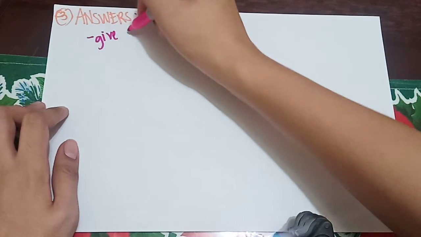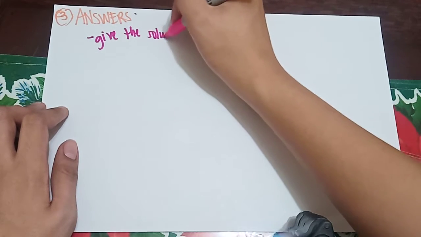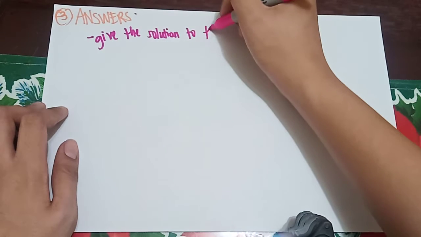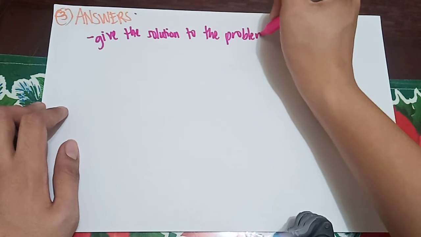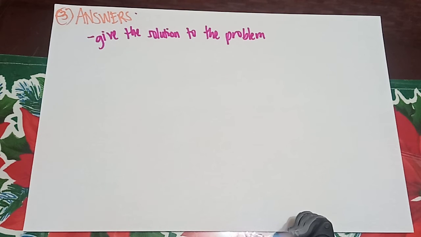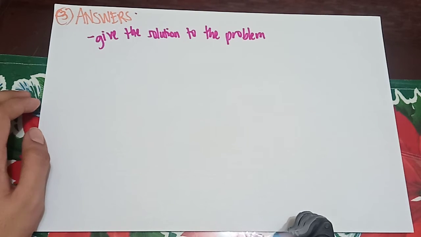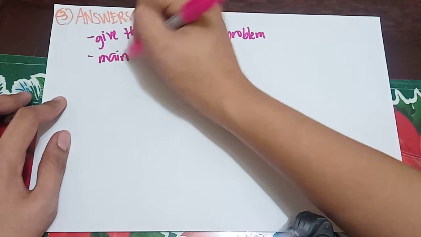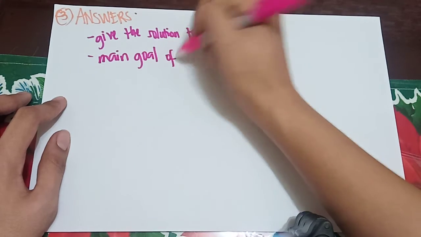For the continuation of our topic dealing with the definition of research, we will now try to discuss the third term that can define the word research, which is the word answers. Whenever we say answers, this gives the solution to the problem. As simple as that. The answers are the solution to the problem, and it is the main goal of research.